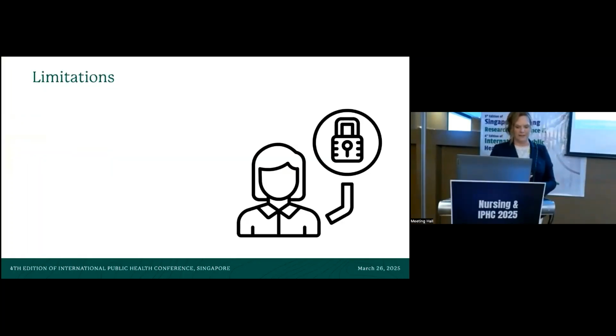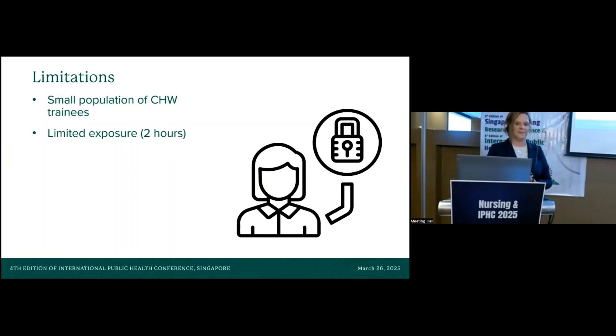So these were my limitations. There was a small population of the community health worker trainees that we talked about. There were only 33 in this specific intervention. I did this at Ohio University with a specific group of trainees that were just related to this university, even though we have 14 training facilities, or approved programs rather, in the state of Ohio. They had limited exposure, only 2 hours, which I only had so much time to give them all of this information.